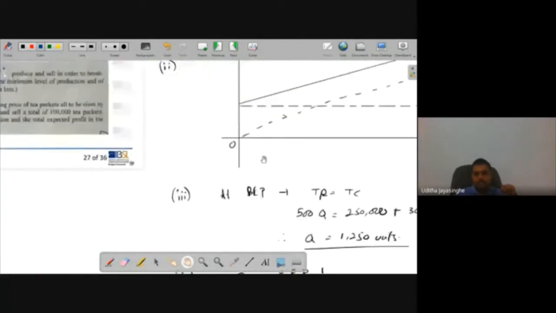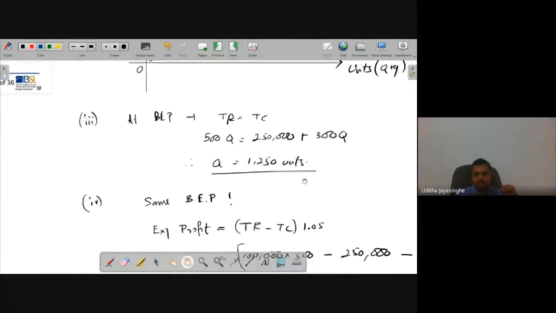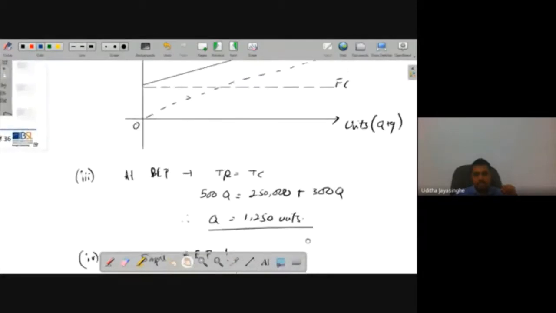So simple continuation of our argument, I can write an equation like this. At the break-even point, my total revenue is going to be equal to total cost. So the revenue is going to come from 500 into the break-even quantity. 500 is the selling price. Total cost, two components, 250,000 and 300 into quantity, 300 being the variable cost, and that is going to be equated to total revenue at the break-even point.